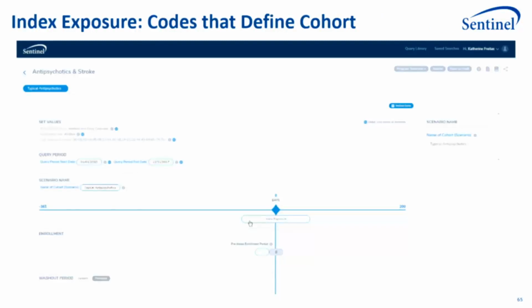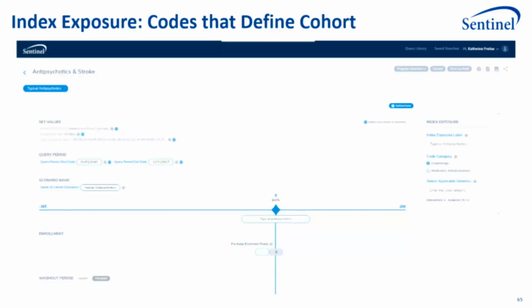Then I'm going to specify which is my index exposure of interest. And so I'm going to put a label in there, in this case, typical antipsychotics. I want to understand how people are using this. And I'm going to select whether I'm going to look for those as evidence of dispensings or as evidence of medication administrations. Now this relates to how the drug is actually utilized. So if typical antipsychotics are the types of drugs that you pick up in a pharmacy, which they are, you're going to use the dispensings category. If they're the type of drugs that you actually have to go to a doctor's office and receive an infusion or injection, you're going to use the medication administration category.